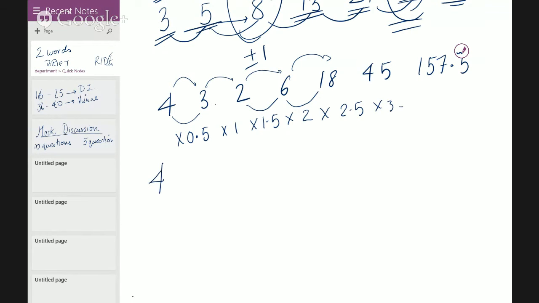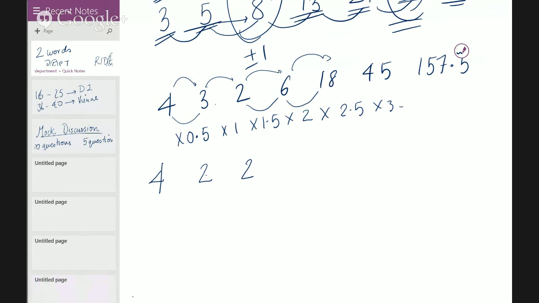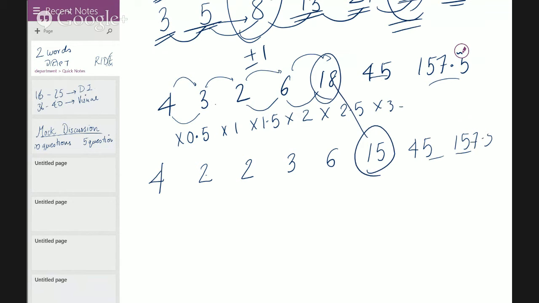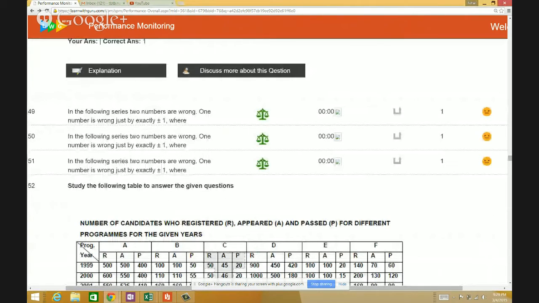We have 4. 4 into 0.5 is 2. 2 into 1 is 2. 2 into 1.5 is 3. Then you have 3 into 2 is 6. 6 into 2.5 is 15. 15 into 3 is 45. And 45 into 3.5 is 157.5. So yeah, all the numbers play good except for 18 and 15. They have a huge mismatch. So the answer is definitely 18. Okay. So that's how you do these kinds of questions. So just try finishing these things very quickly.